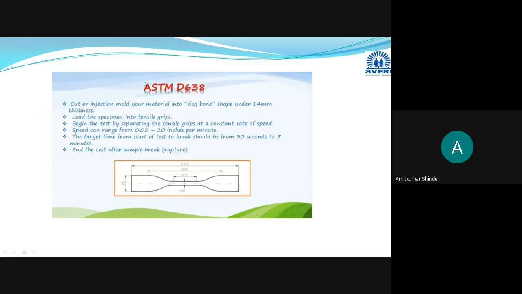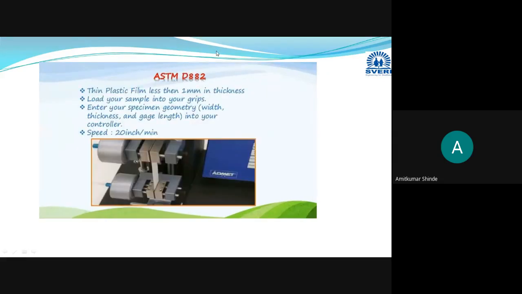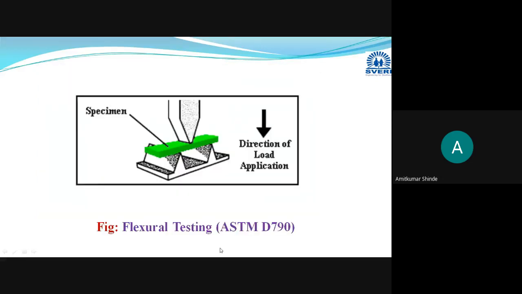Okay, this is compulsory. You have to remember this name. You have to mention it there. This is for plastic films having less than 1 millimeter thickness. Then flexural testing we are going to conduct to determine the flexural strength by applying the compressive force. And here we are using this ASTM D790 standard.